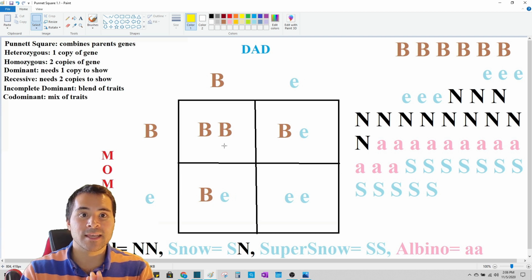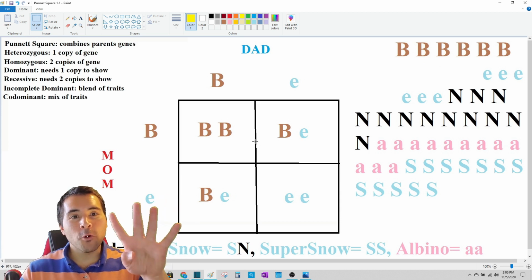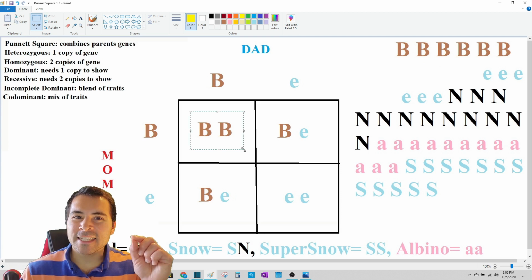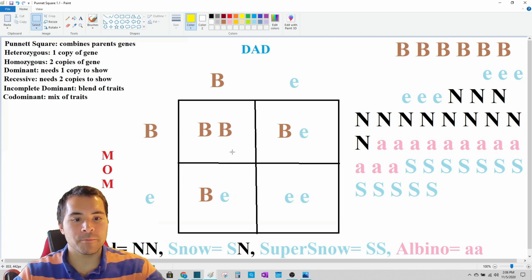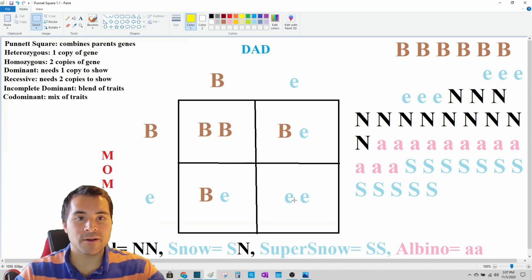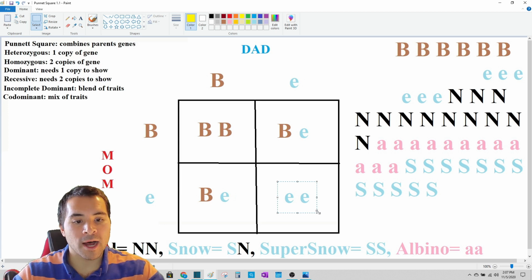They are not guarantees. You could have, based on this pairing, 4 out of 4 children have this combination. But it is statistically against the odds to do that. Why? Because when we did our little Punnett square here, we see that only 1 out of the 4 children should have capital B, capital B. 2 out of the 4 children should have capital B, lowercase e, and 1 out of the 4 children should have lowercase e, lowercase e, creating a blue eyes child.